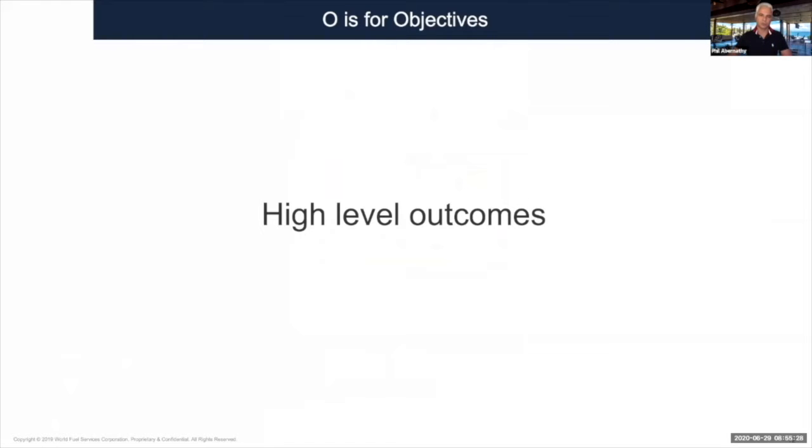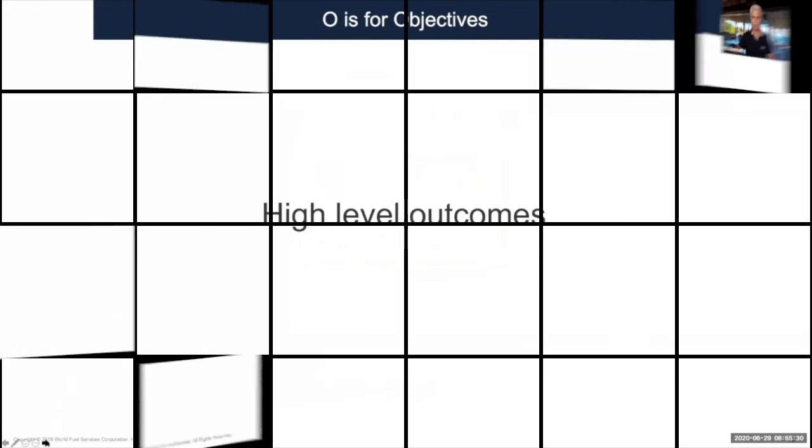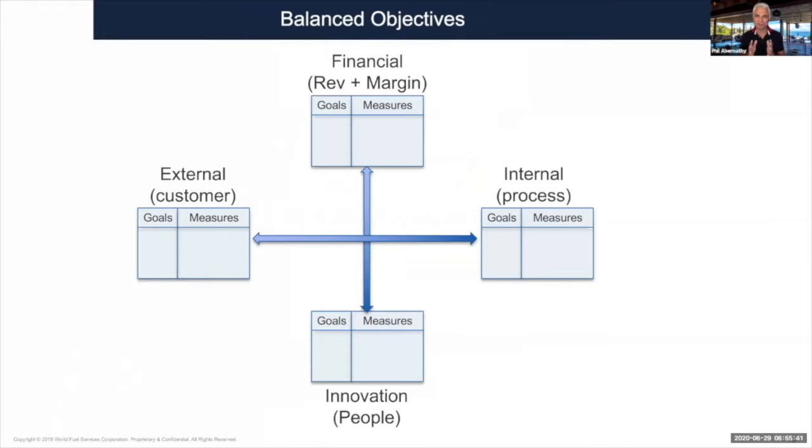So let's start with the high level outcomes. Put your hand up if you remember the balanced scorecard. It's been around for a long time, also since the 80s. The whole idea of balanced objectives was that whatever you focus on will improve at the cost of something else. Now, this is extremely important to remember.